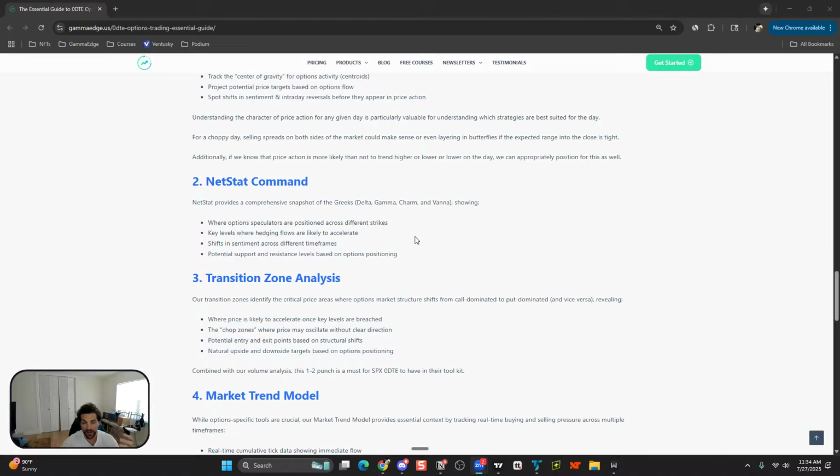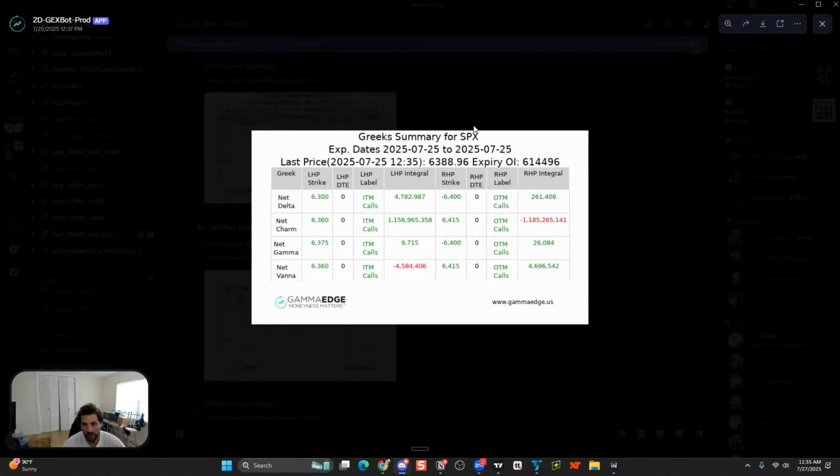The second tool we leverage every day is something that we call the Netstat Command. Netstat Command is based off 3D surface models that we have. We understand that 3D surface models can be very hard to read and interpret, so we've simplified it for you, creating a simple table to show you where those key sensitivity points in the structures are, based off the 4 main Greeks, those being delta, gamma, vanna, and charm. Right here's an example of what that Netstat chart looks like. We have delta, charm, gamma, and vanna, and those key strikes where those flipping points could happen.